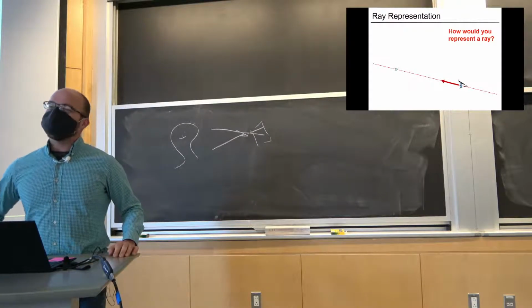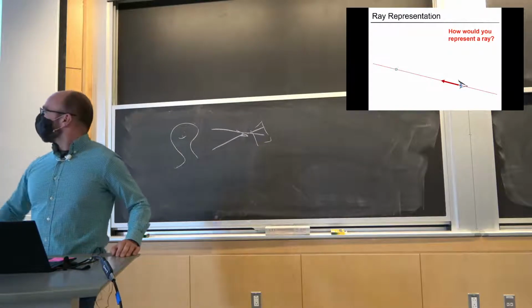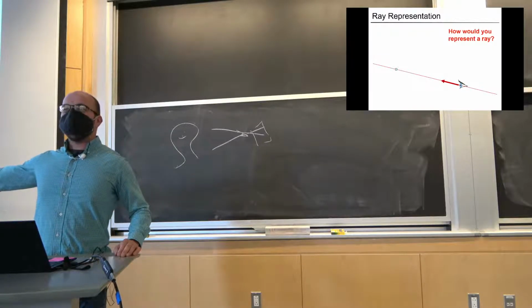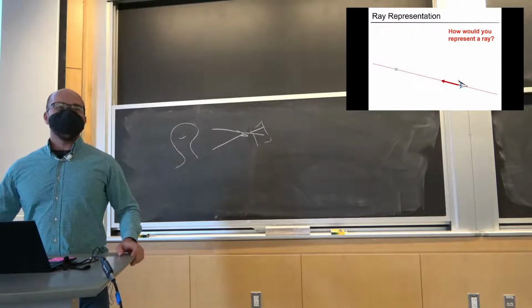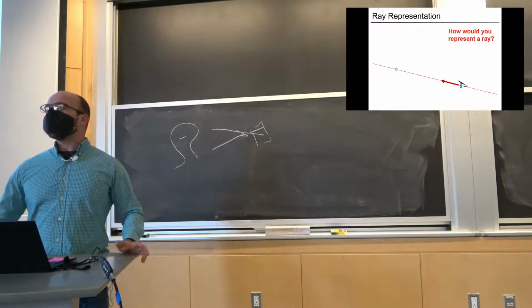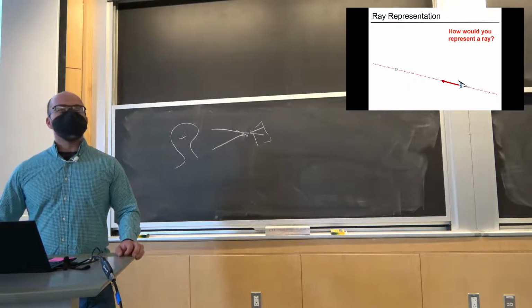Okay, so the first thing that we have to do is talk about how we might store a ray on a computer. What does it mean? I've drawn you this cute arrow with this little eyeball thing. How would I store that computationally? Anybody have suggestions? We've talked about coordinate systems and everything else. What would be a reasonable way to represent a ray?